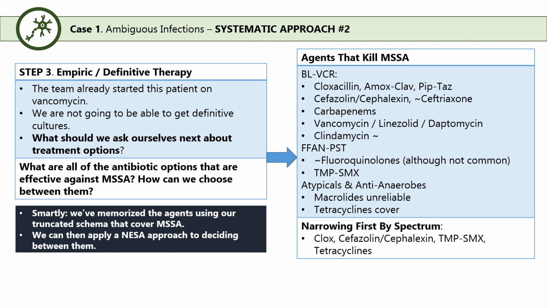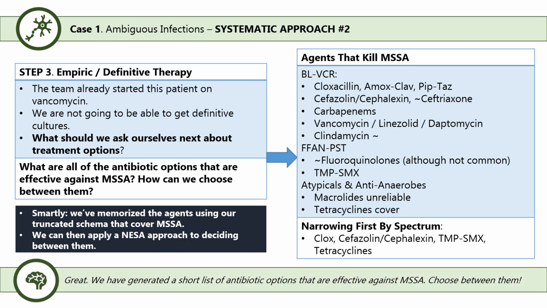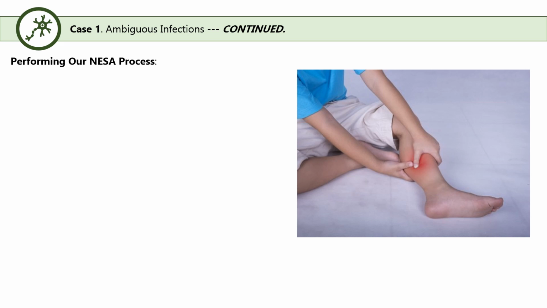Narrowing by spectrum, first we can isolate to cloxacillin and the first-generation cephalosporins. To highlight some other options and compare via NESA, let's also throw in TMP-SMX and tetracyclines, which would be active in this case. Now that we have a short list, let's compare using our systematic process to select a justifiable empiric antibiotic choice instead of choosing one randomly.